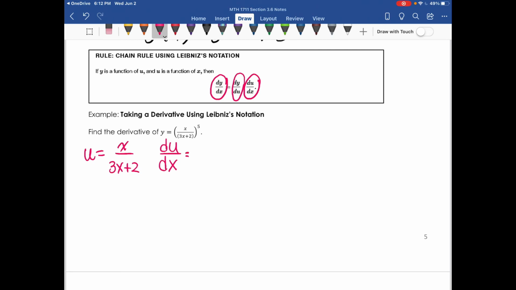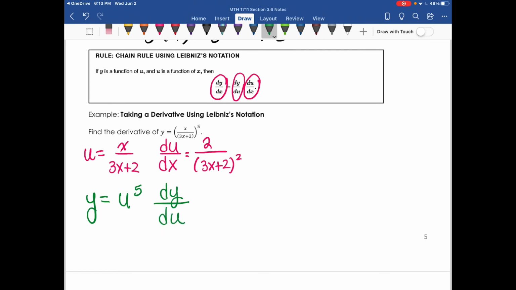Now, when I take the derivative of u with respect to x, and I say with respect to x because my independent variable is x, we're going to use the quotient rule. And because in this example, I want to focus more on the notation rather than the actual quotient rule, I'm just going to tell you what you get when you take the derivative of u. You're going to get 2 over (3x plus 2) squared. So that's using the quotient rule. That's your du/dx.